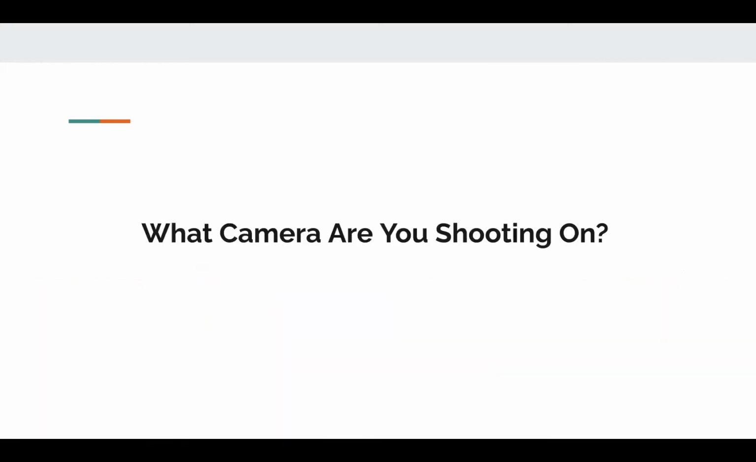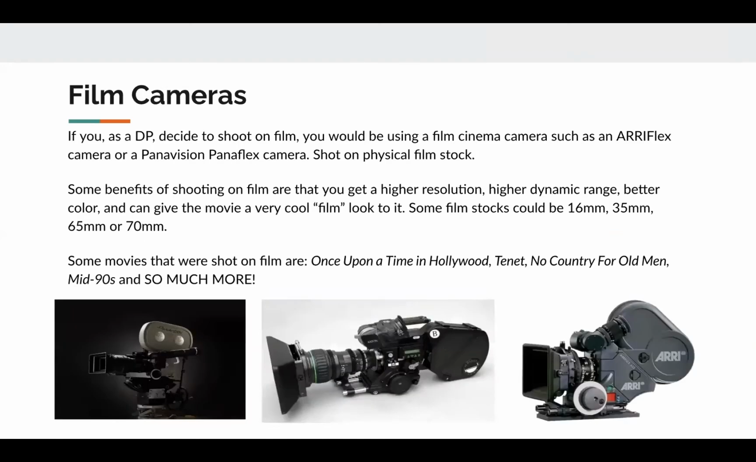So the second half of your job as the DP is also to decide what camera you're shooting on. You guys definitely know that there are two types of cameras out there that people reference. One of them is a film camera. You have to decide whether you're shooting on film or digital. Shooting on film is usually called analog. If you, as a DP, decide to shoot on film, you would be using a film cinema camera, such as what Emerson has, which is an Arriflex camera, or something frequently used on other Hollywood sets, like a Panavision Panaflex camera.